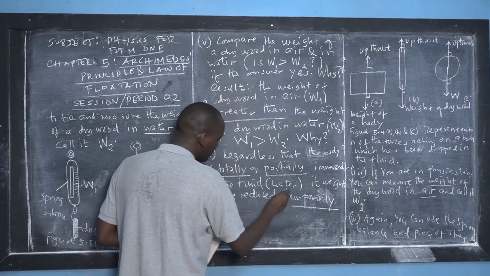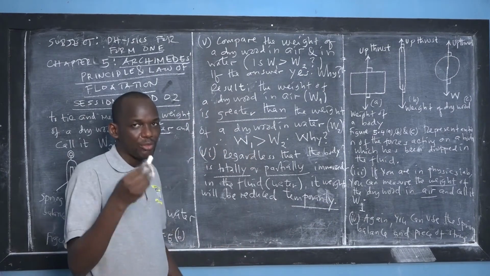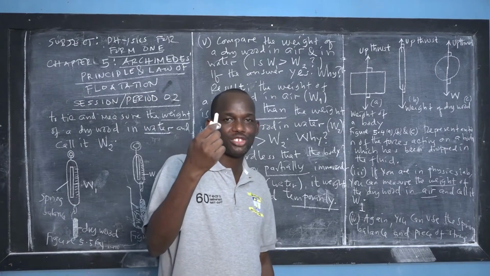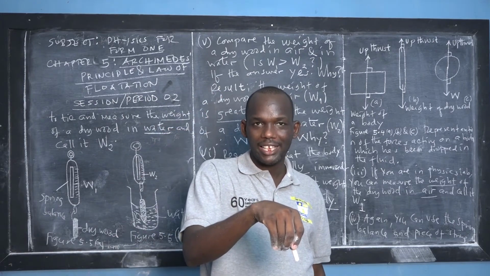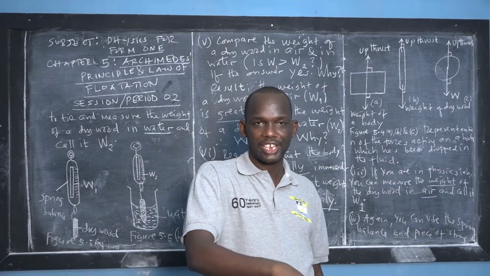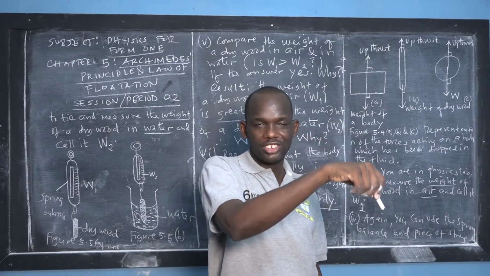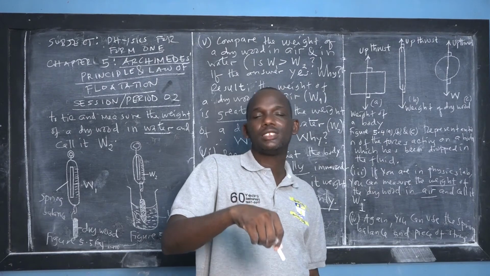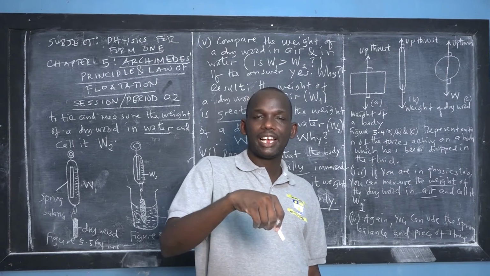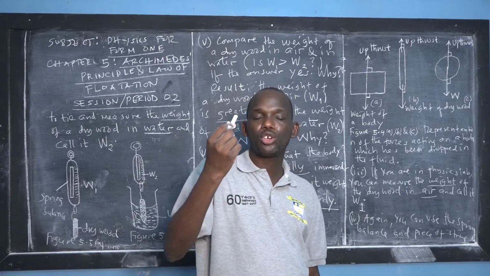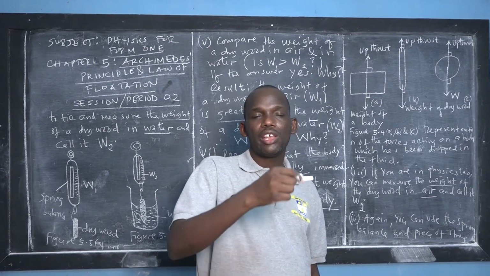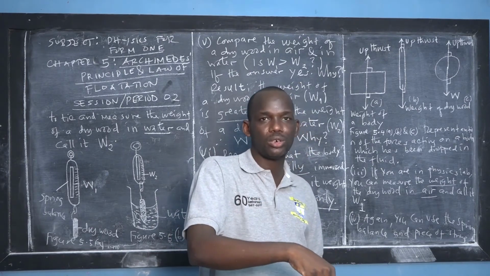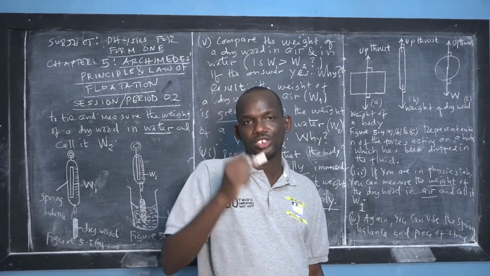Why temporary? Because for example, if we take this piece of chalk and measure its weight in air, and then we drop it in water, and then we take this piece of chalk again from water and measure its weight in air, we find that the weight of this piece of chalk before I drop it in water is equal to the weight of this piece of chalk after I immerse it in water and take it out and measure its weight in air.